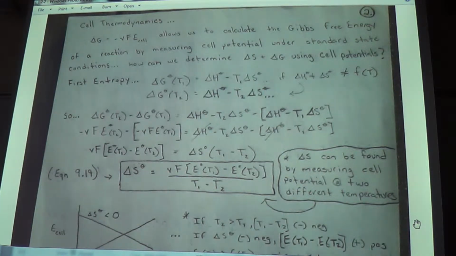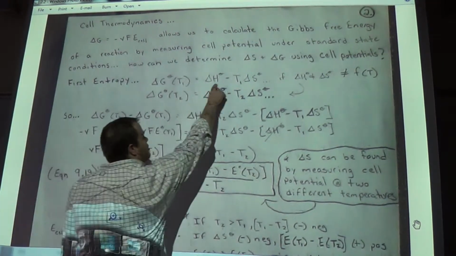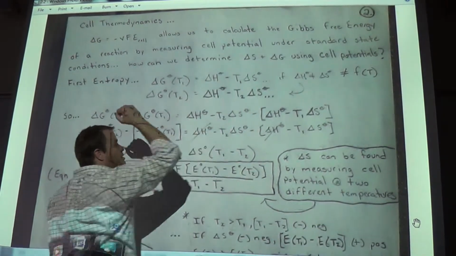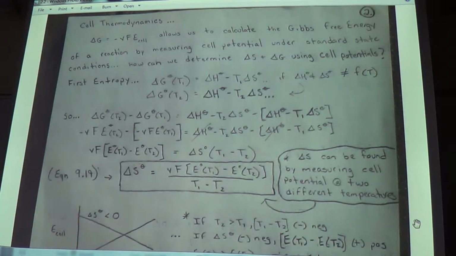Real quick, I don't want you guys to think about this for too long, but if you look at the delta G equation, delta G is delta H minus T delta S, and you say, assuming the delta H and delta S are constants, I'm going to take the derivative of delta G with respect to temperature. What do I get? I got this equation right here, delta H minus T delta S, and I'm going to take the derivative of it with respect to temperature. You get negative delta S, right?